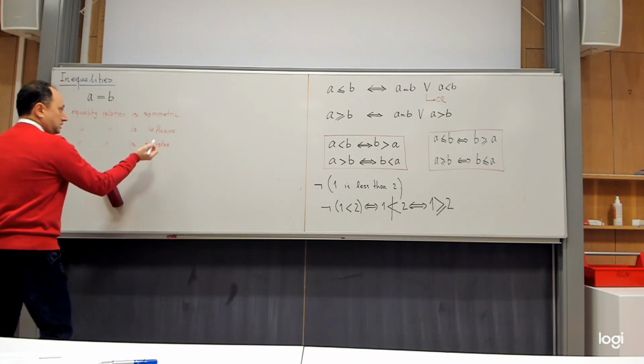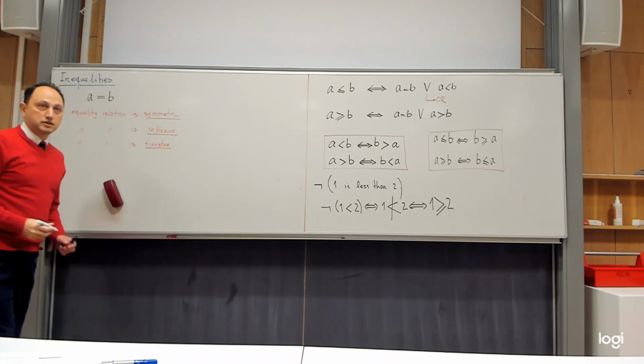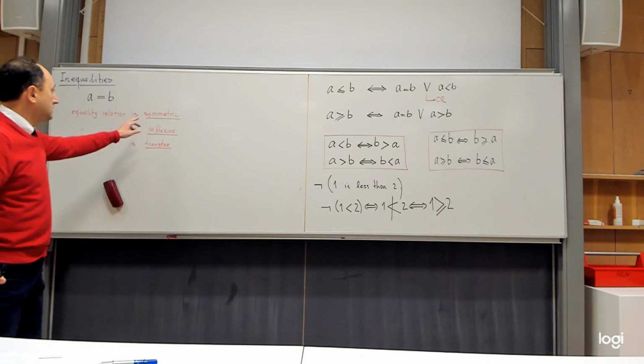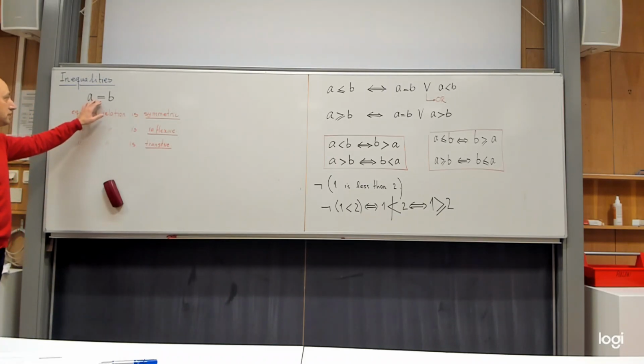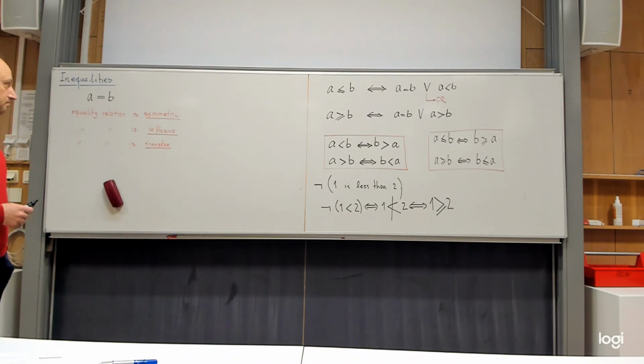So if you are interested, these are the words that you might want to learn. Okay, let me discuss that. We already discussed symmetric relation. If A is equal to B, B is also equal to A. That is the meaning of a symmetric relation. Yes?